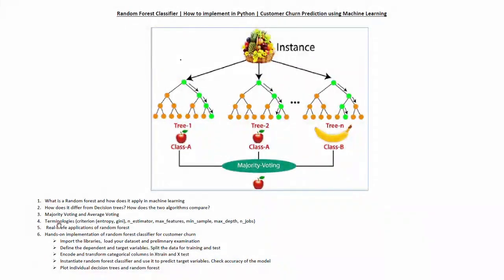Then maximum features, which is the maximum number of features that the random forest considers before it splits a node. You talk of the n_jobs, which specifies the number of processors to use. If you specify 1 as n_jobs, it means it should use 1 processor. If you say -1, you are telling it to use all the processors available on the system. Maximum depth indicates the depth of a tree. The tree is expanded until all the leaves are pure.